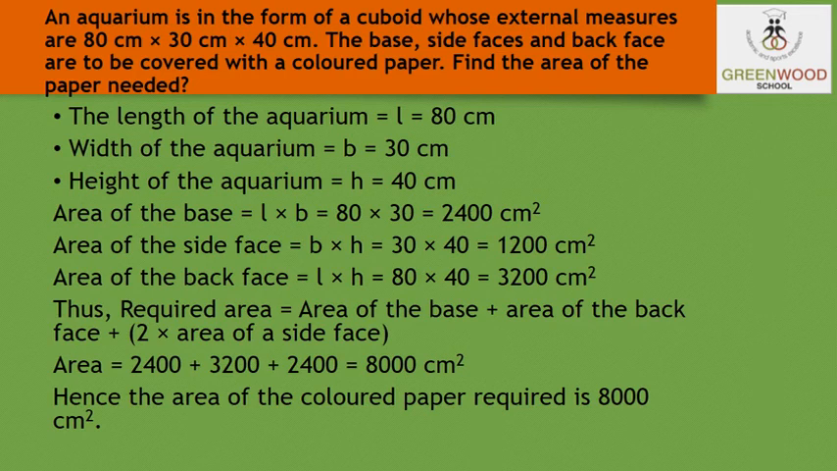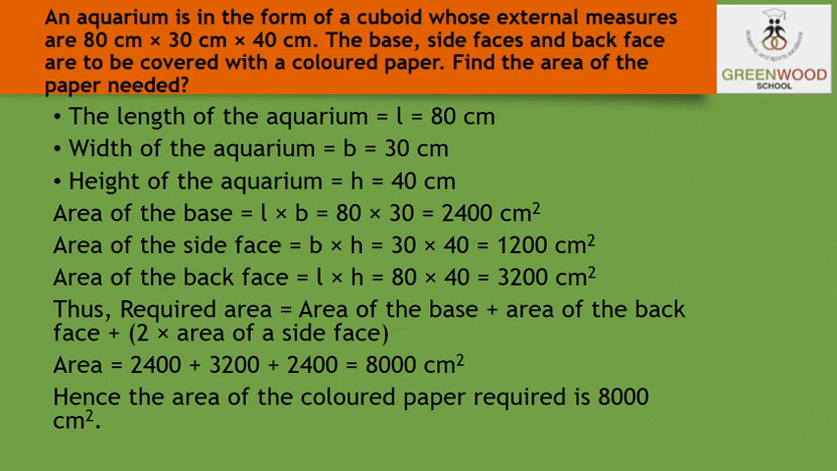Now we'll find out the area of base, that is L into B. On substituting the value of L and B, we get the area of base equal to 2400 centimeter square. Now the area of side face, that is breadth into height, is 1200 centimeter square. Now area of the back face is equal to L into H, that gives the area of back face as 3200 centimeter square.